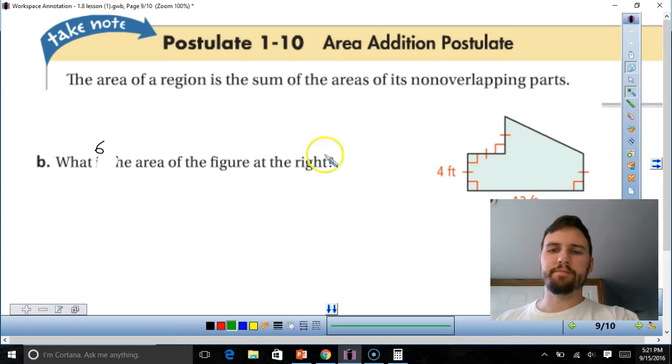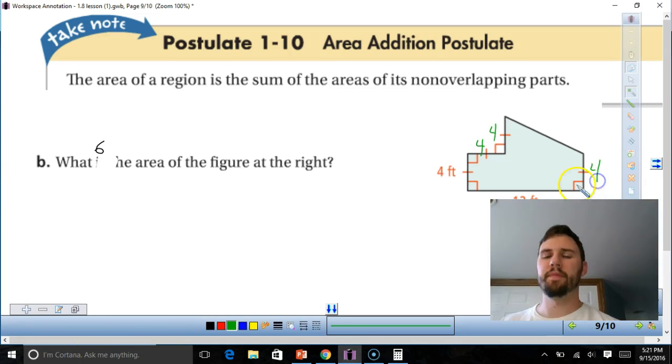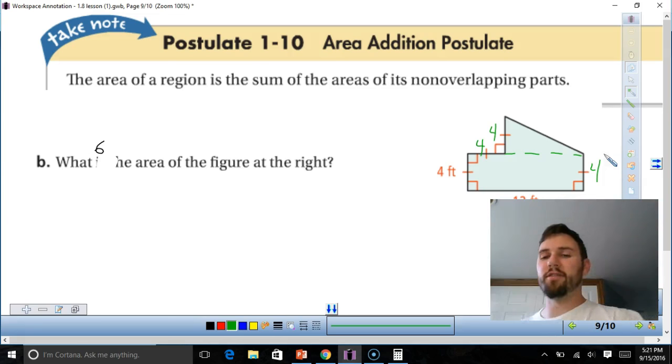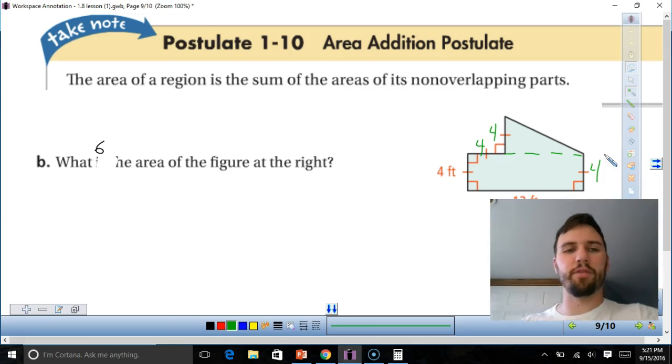Alright, so let's look at it. Remember, the 4 and a dash means every line with a 4 or a dash is 4, right? You guys agree? This is 12. I don't know what this is, but it doesn't matter. What two shapes can I break this into? Look at this. I can break this into a triangle and a rectangle. And I can find the area of both of those.